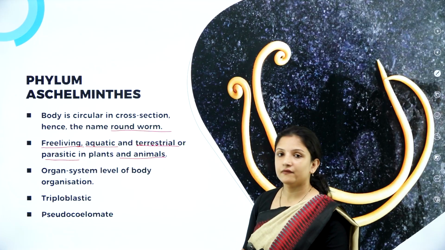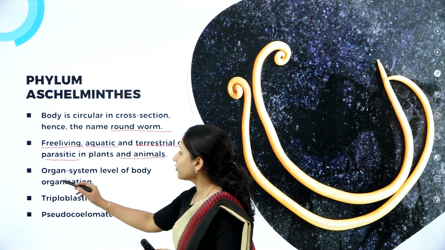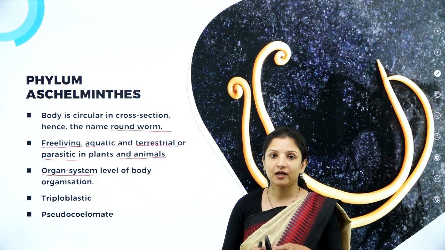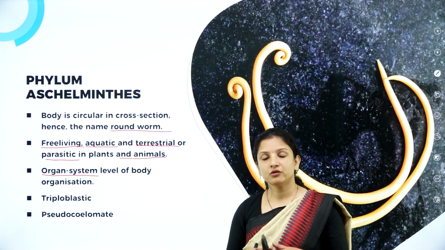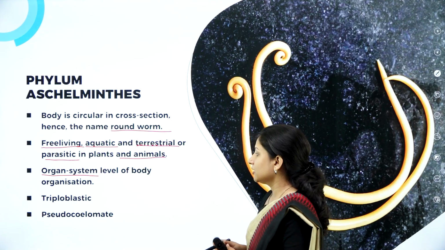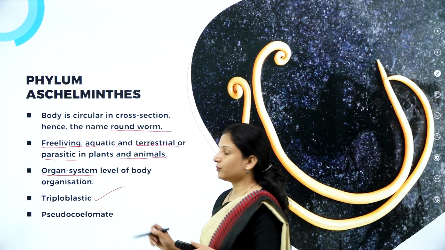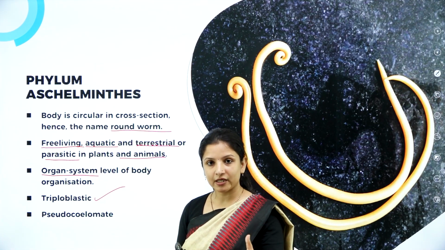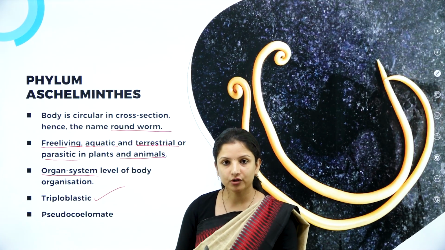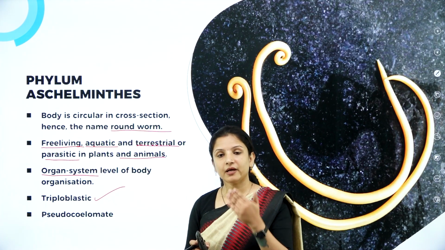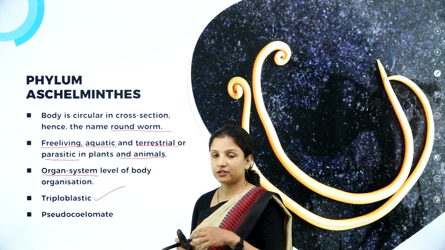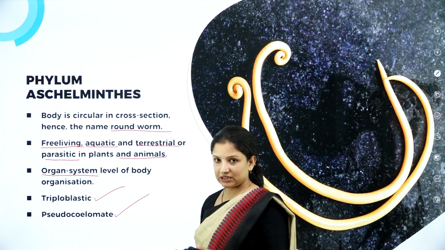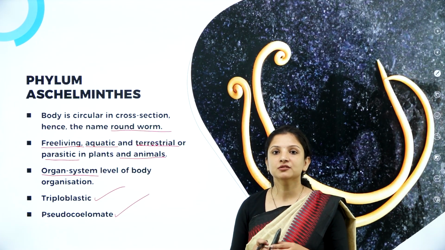And talking about the level of body organization, they have an organ system level of organization, wherein a group of organs come together to perform a particular function of excretion, digestion, etc. And the cell arrangement is triploblastic, wherein it is arranged in 3 embryonic layers. The outer layer of cell arrangement, that is ectoderm, the middle layer mesoderm, and the inner layer the endoderm. Therefore, it is triploblastic cell arrangement. And they have a coelom, that is a body cavity, but it is pseudocoelomate.